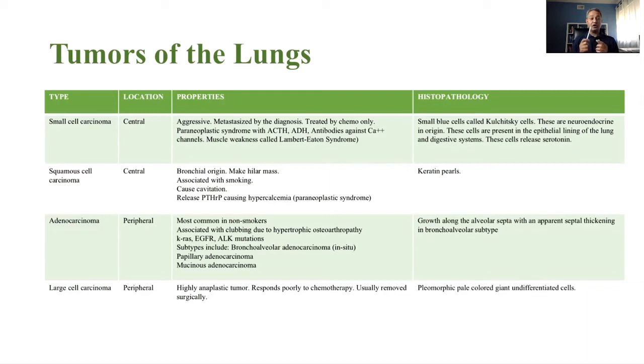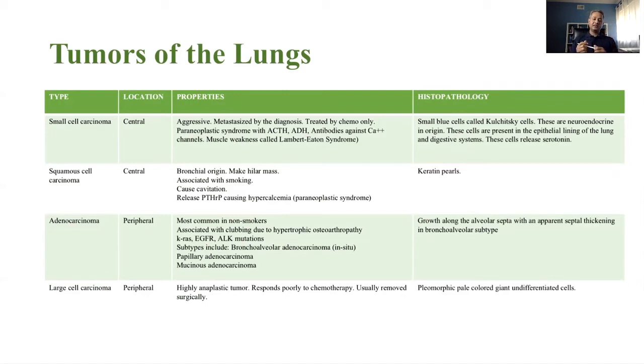Adenocarcinoma is most common in non-smokers and associated with clubbing of the fingers, which is hypertrophic osteoarthropathy. KRAS, EGFR, and ALK mutations occur. There are three subtypes you should be aware of: bronchioalveolar, papillary, and mucinous. Out of those, the bronchioalveolar, I'll show you a slide for that, is interesting because it appears in the septa. So the alveolar septa look thick under the slide, and that can cause dyspnea as well.